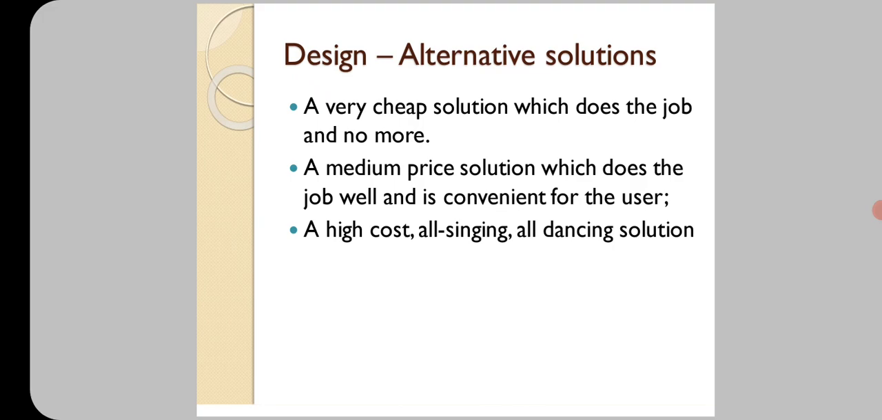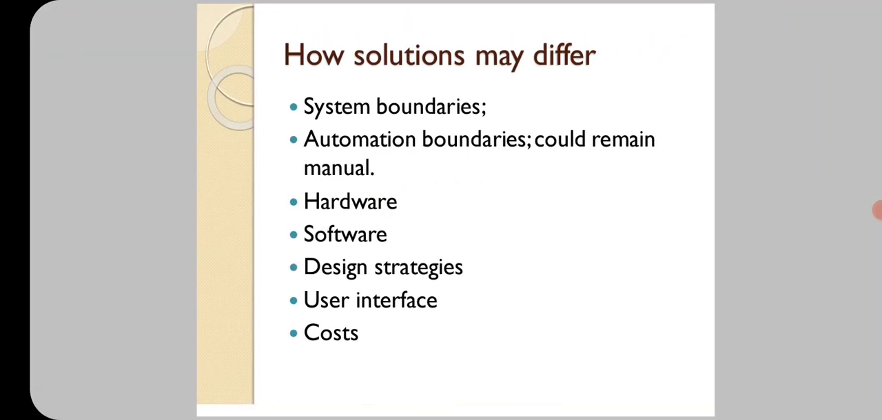Next, design phase alternative solutions. In the design phase we may consider the following points. First, a very cheap solution which does the job and no more. Next, a medium price solution which does the job well and is convenient for the user. The third one is a high cost, all singing and all dancing solution. So these are the different solutions: the first is the cheap solution, the second is the medium level solution, and the third is the high cost solution.